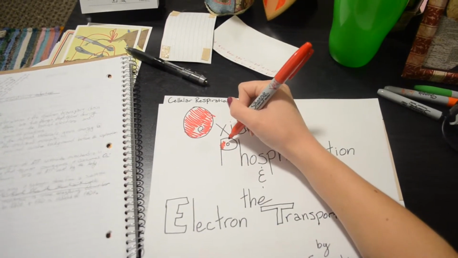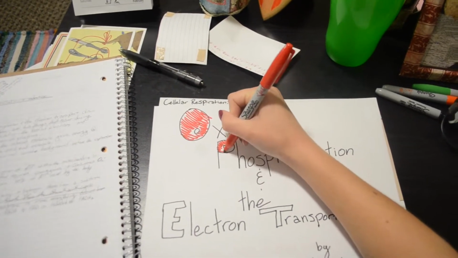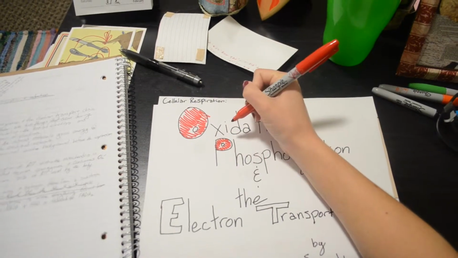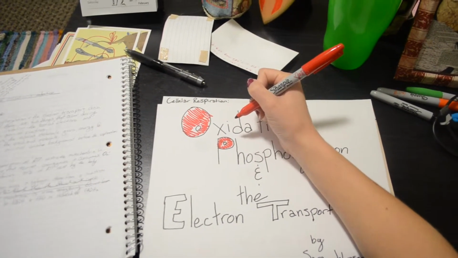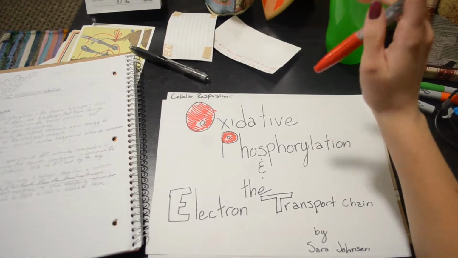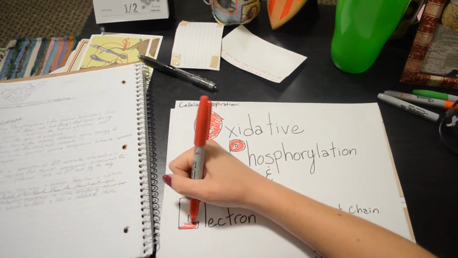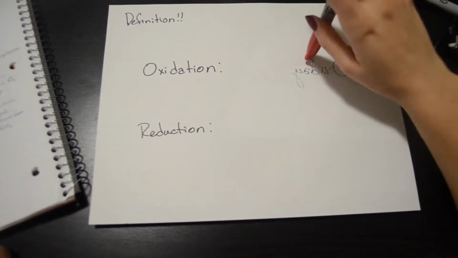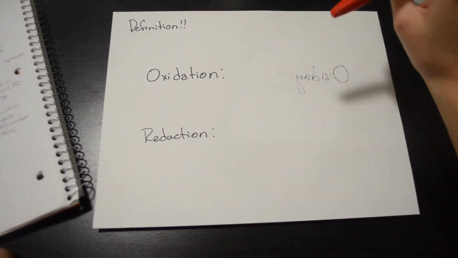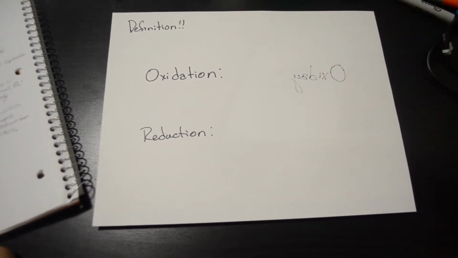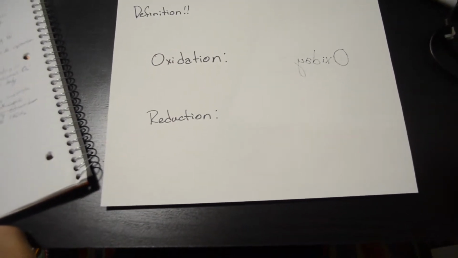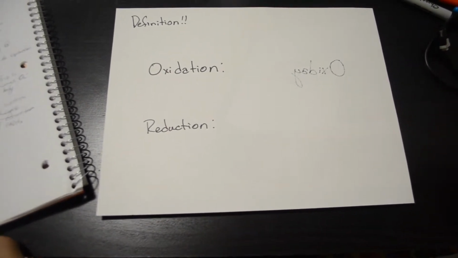reaction sequence that requires coenzymes and consumes O2. This process produces 90% of ATP used by the body. So that's quite a bit. So next we're going to talk about the definition of two different things that are going to be occurring. They are oxidation and reduction.